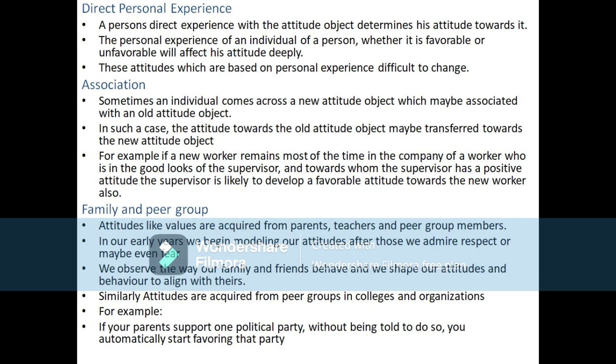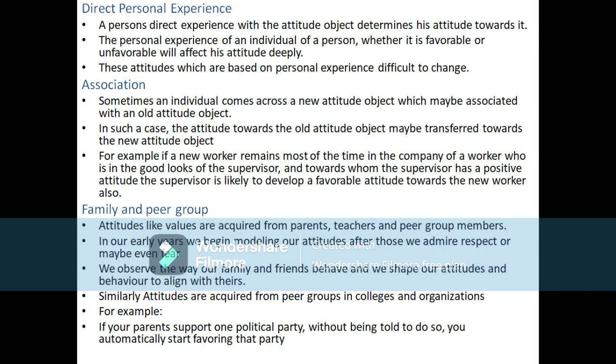Another source is family and peer group. Attitudes, like values, are acquired from parents, teachers, peer group members, etc. In our early years, we begin modeling our attitudes after those we admire, respect, or maybe even fear. We observe the way our family and friends behave and we shape our attitudes and behavior to align with theirs. Similarly, attitudes are acquired from peer groups in colleges and organizations.